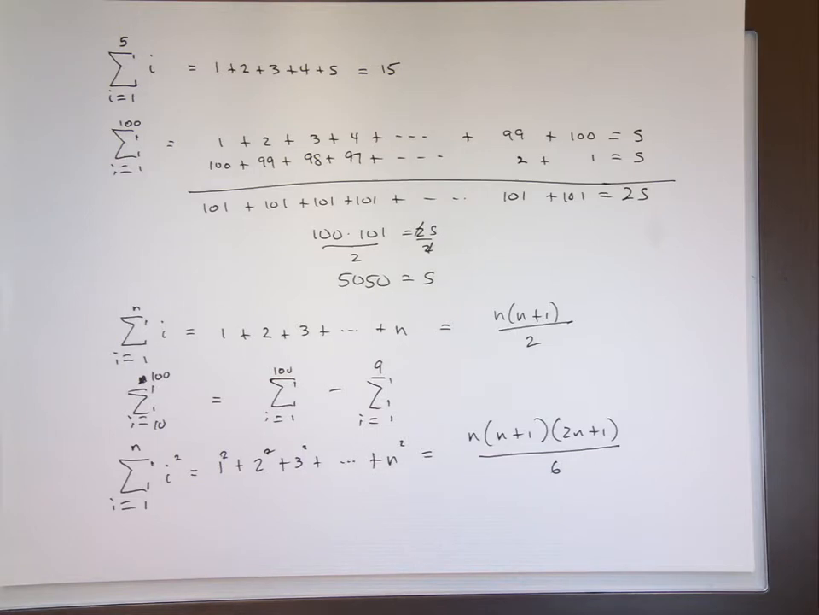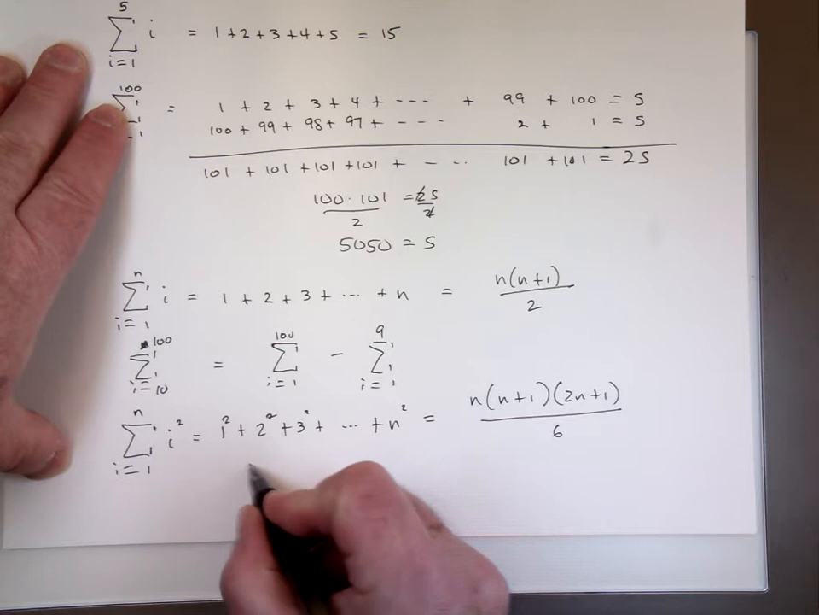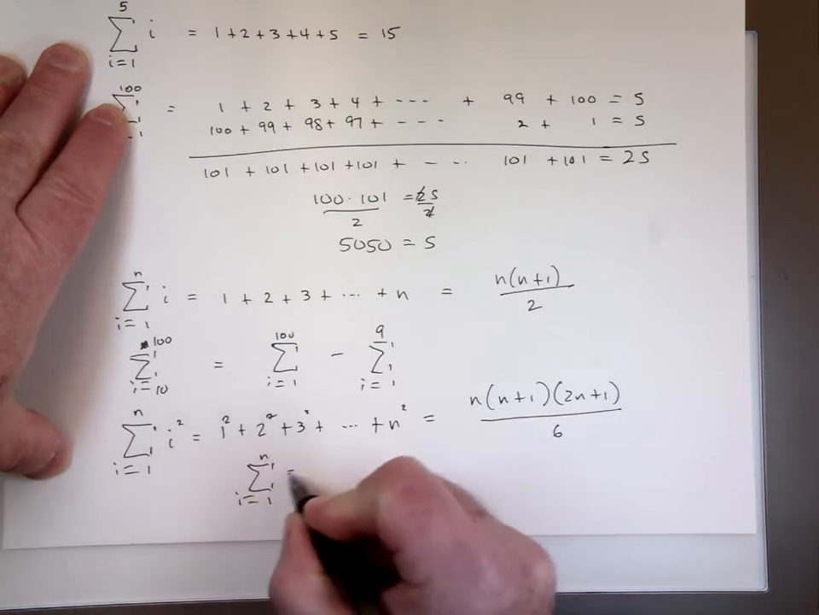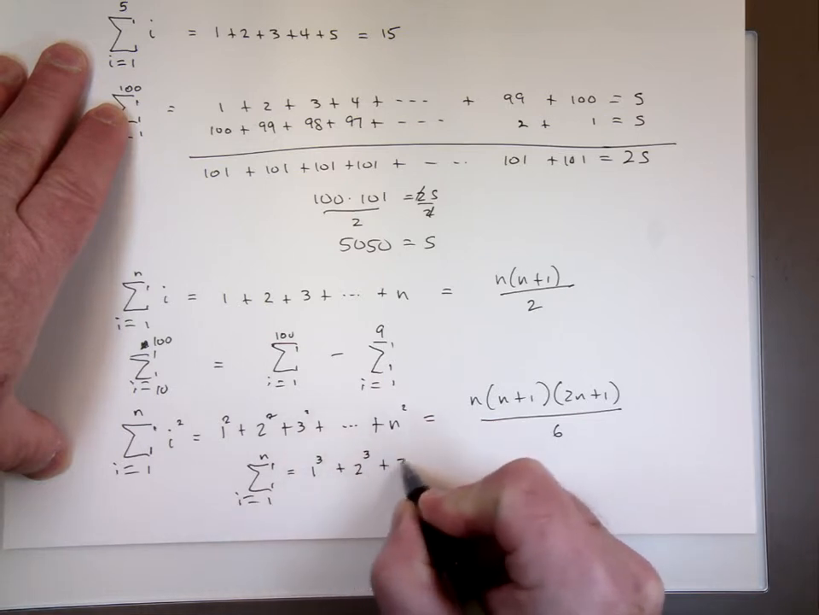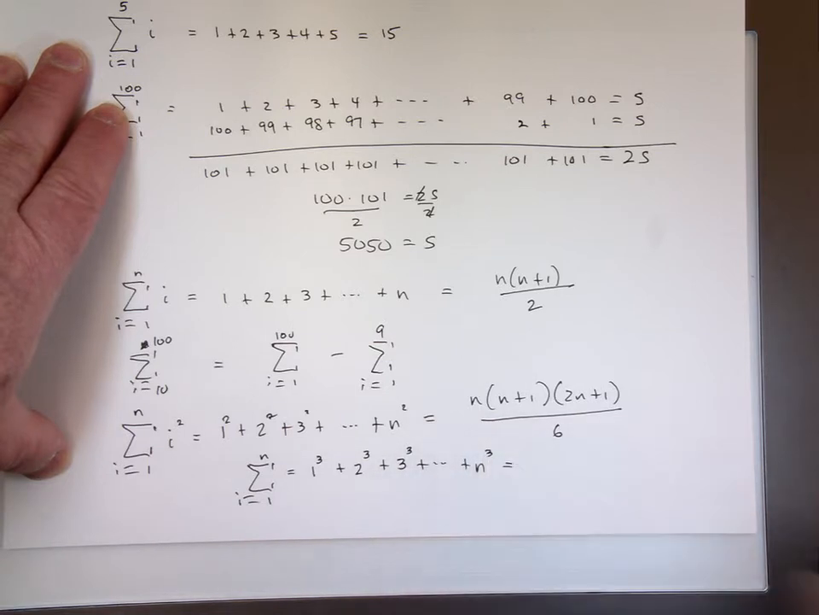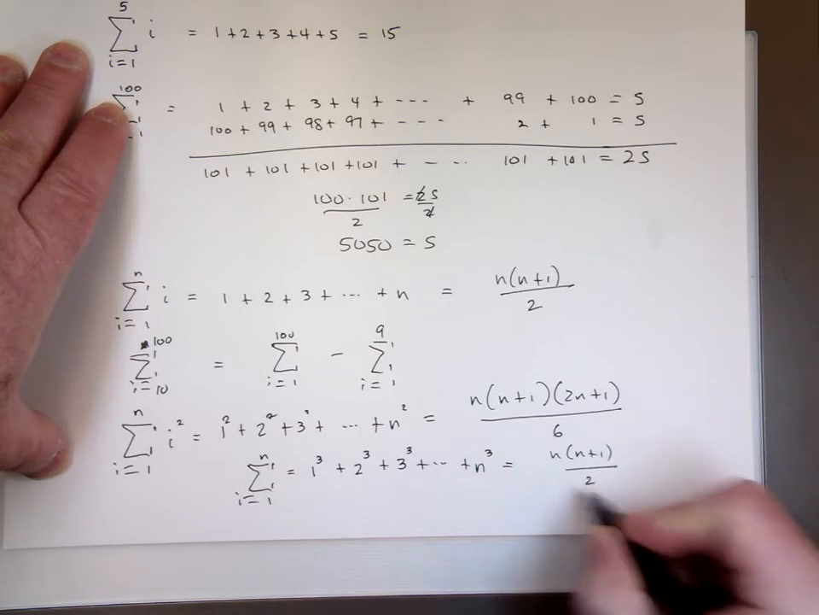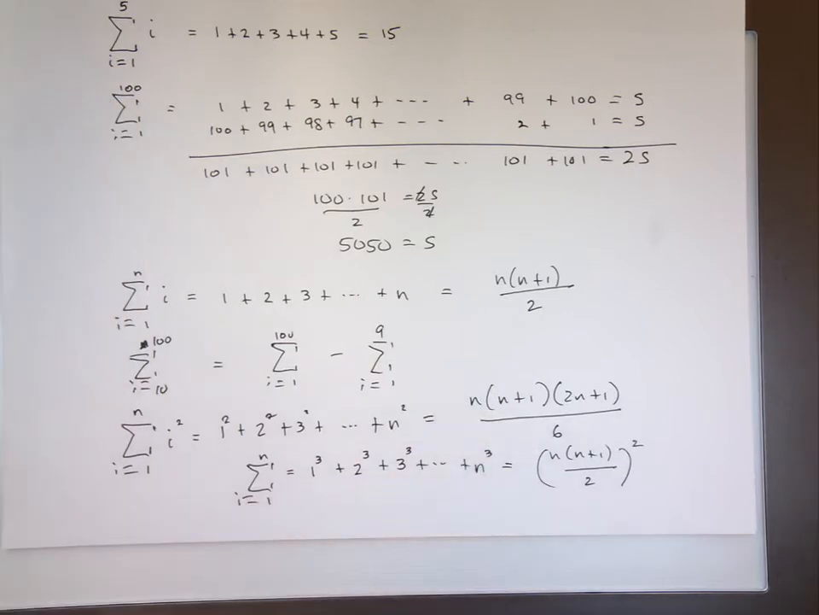You know what's interesting? We don't need this one, but it's so interesting that I'm just going to throw this out here. If you do the sum of the first n cubes, it's equal to n(n+1) over 2, squared. It's really kind of cool. It's the square of the sum of the first n integers, which is really surprising, it seems to me.